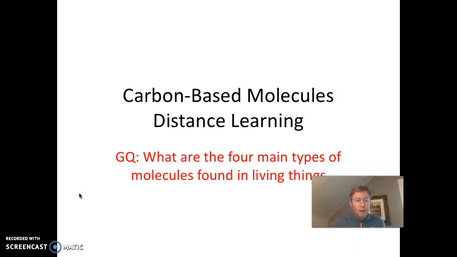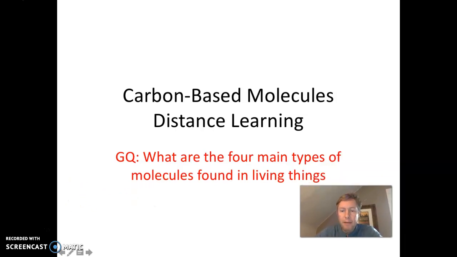We'll be starting to learn about carbon-based molecules. Now, that might sound like, what is a carbon-based molecule? Why do I care about that? But it's really interesting, and we're going to learn about the molecules that make us what we're made up of. I think you'll be familiar with this information already.